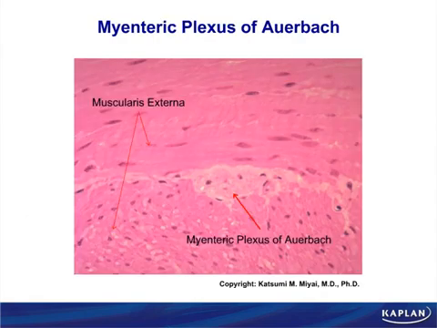The myenteric plexuses of the gut have 2 different names, whether you want to call them plexuses or plexi. Nobody will understand you if you call them plexi. But the myenteric plexus of Auerbach is in between 2 different layers of muscle.